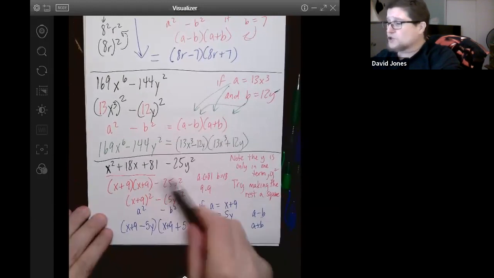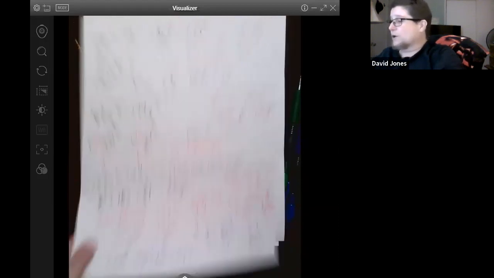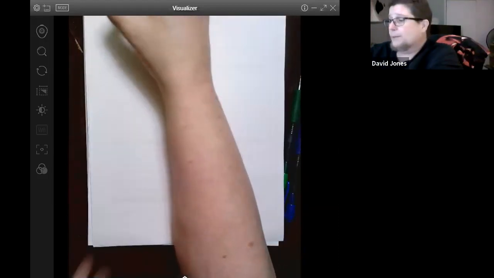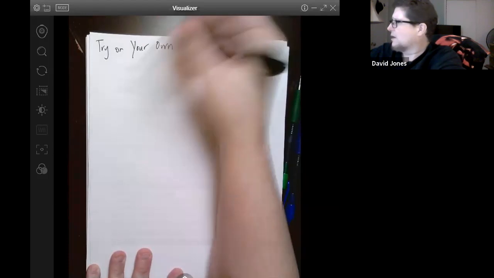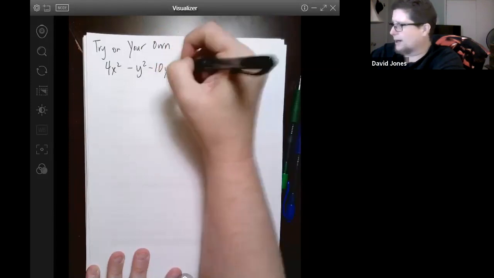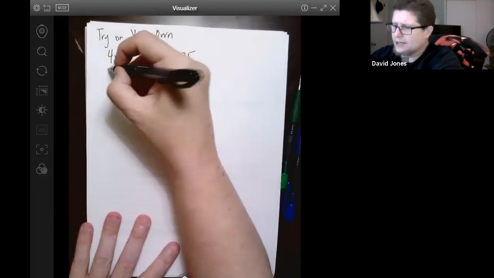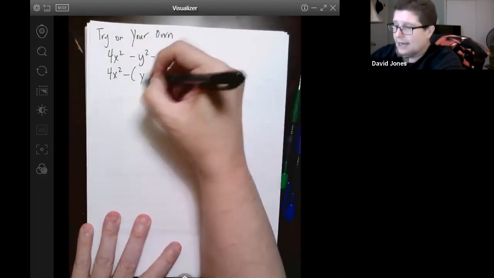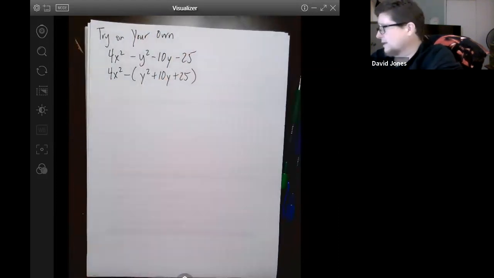Let's switch it up. Let's put the funky square at the end. In fact, I want you to try this next one on your own. Hit pause after I put it up. We're going to do 4x squared minus y squared minus 10y minus 25. And I do want you to note, this might make it a little easier if you factor the negative out of everything at the end, which makes all of this positive. Try to factor from there. Hit pause and factor from there.